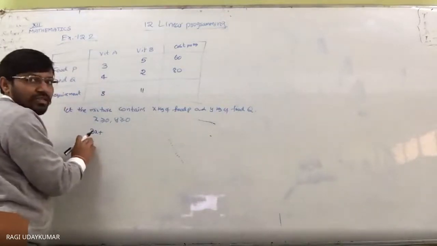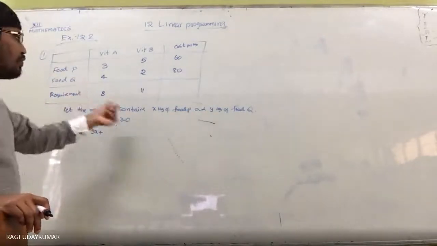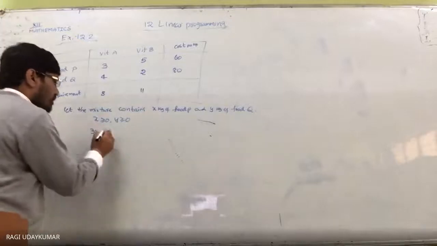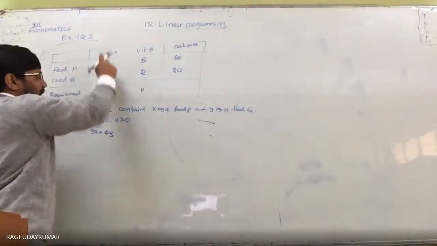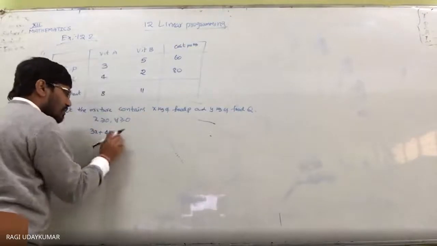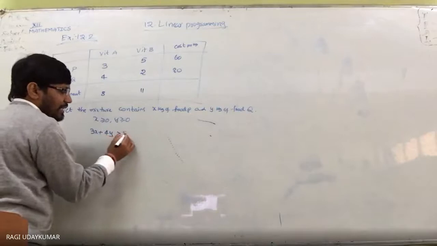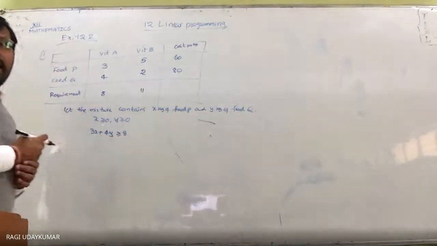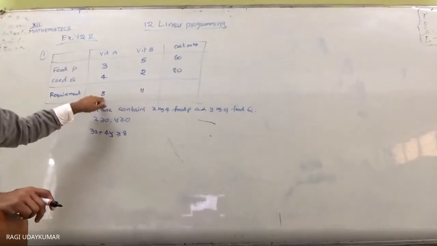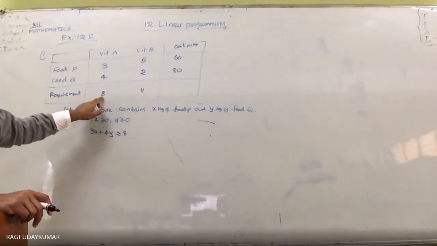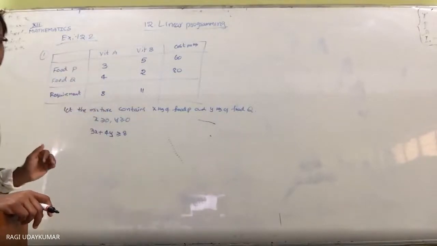3x represents the vitamin A in x kgs of food P, plus 4y represents the vitamin A in food Q. Vitamin A completely, this should be greater than or equal to 8. It has to be at least 8. This is the requirement. When do we write availability? Availability is written with less than or equal to.